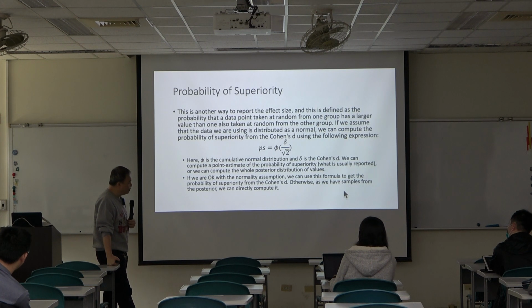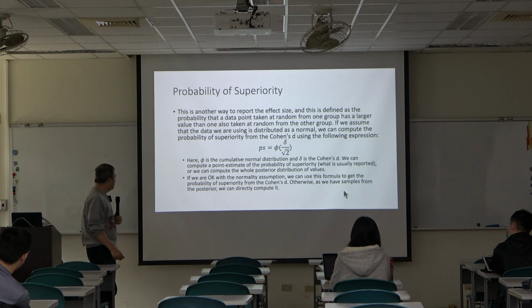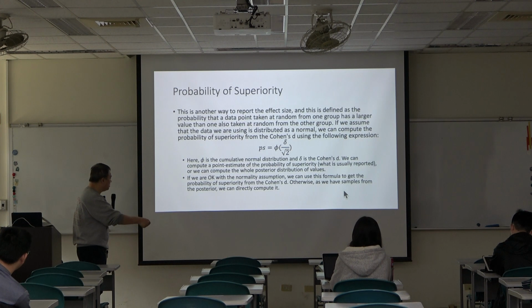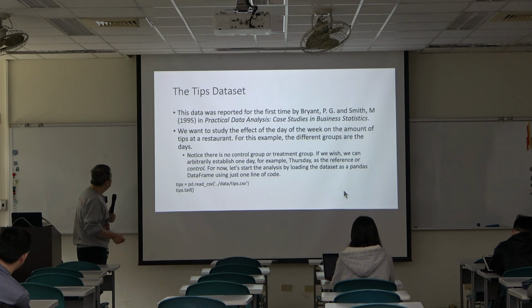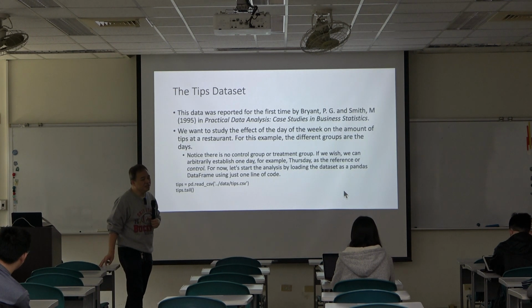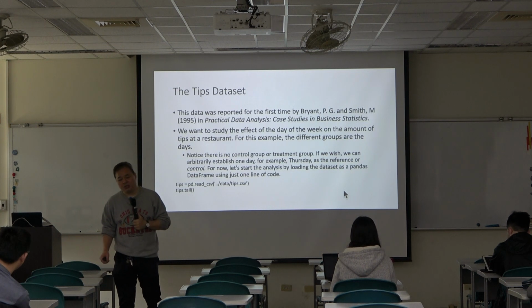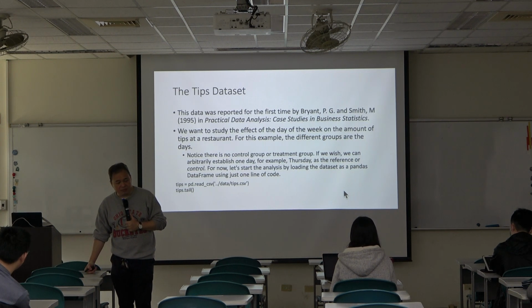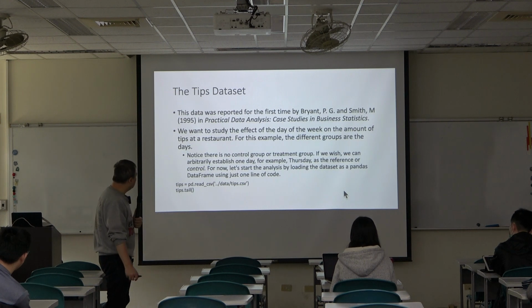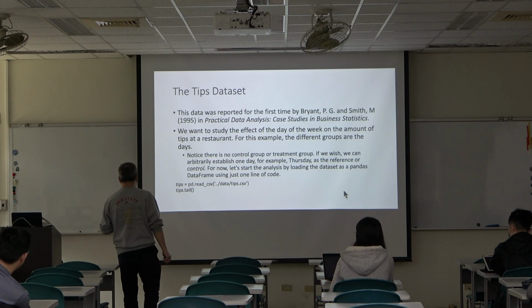If we are okay with this normality assumption, as I said, it works a lot of the time, because a lot of models can be approximated by a normal distribution. So we can use this formula to get the probability of superiority from Cohen's d. Otherwise, as we have samples from the posterior, we can also directly compute Cohen's d. Of course you don't compute this by hand, you compute it by a program. So it's not that difficult, just use the program to do the job.